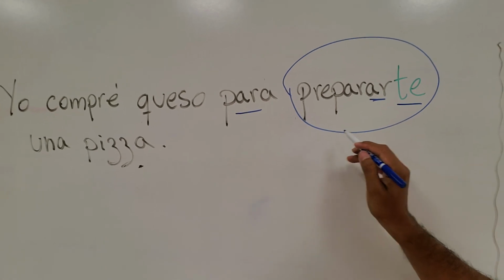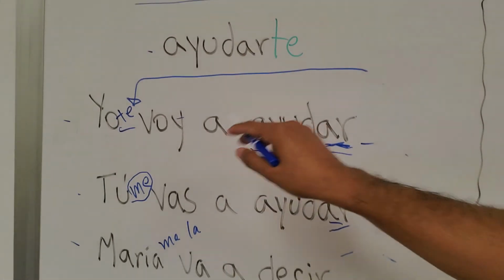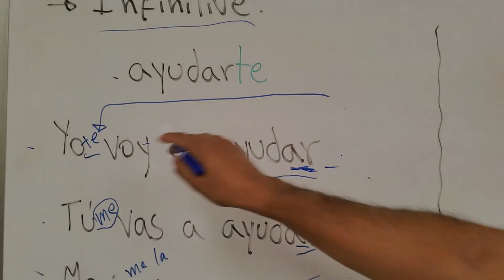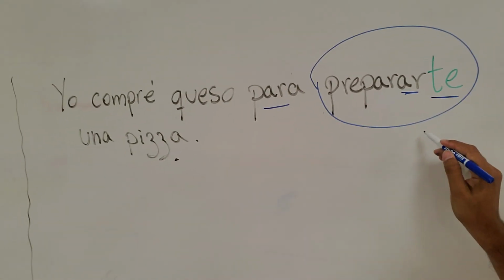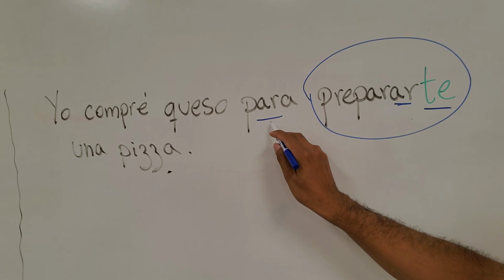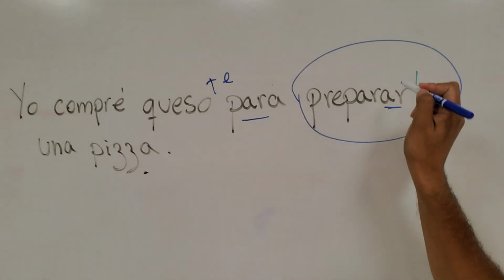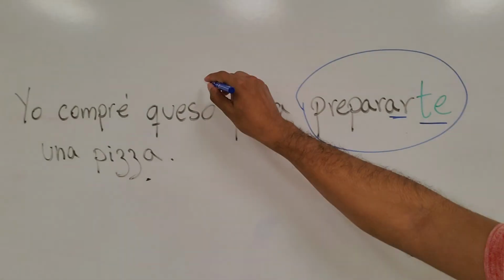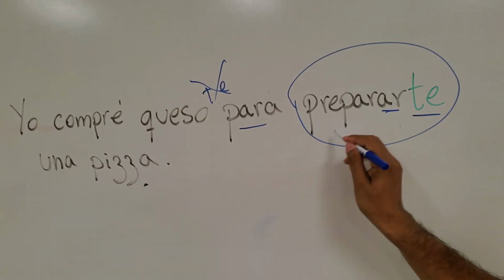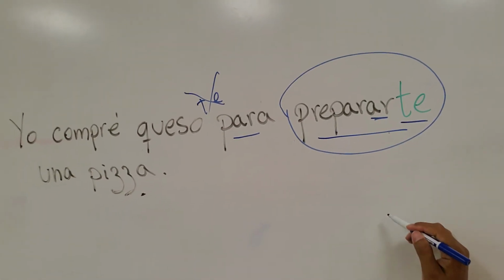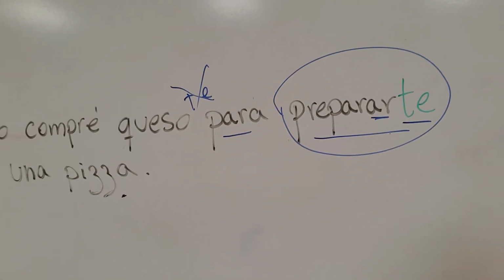In this case, I cannot do what I did before, because there I had two verbs, so I could move the pronoun before the other verb. But here, I only have one verb, preparar. Para is not a verb, so I cannot say yo compré queso te para preparar una pizza. No, no, no. Malo, malo, malo. We don't do that. We put the pronoun right after the verb in infinitive, prepararte, and that's it.